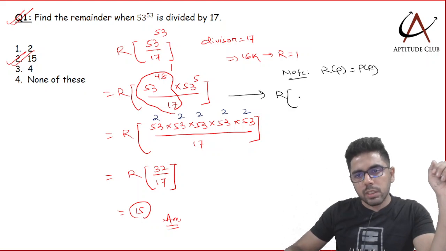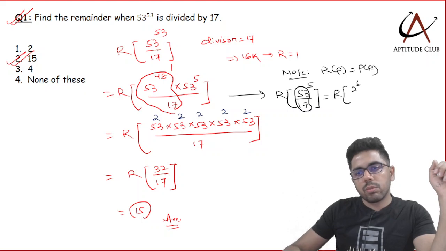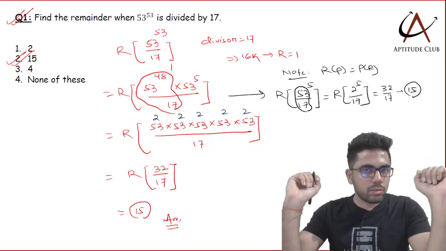The moment you get this, 53 to the power 5 divided by 17, what you could have also done is divide 53 by 17, the remainder is 2, so 2 to the power 5 divided by 17, you can write it this way too. So 32 divided by 17, the answer is 15. You can write it in this way also.